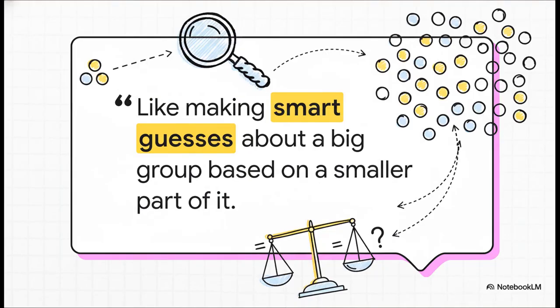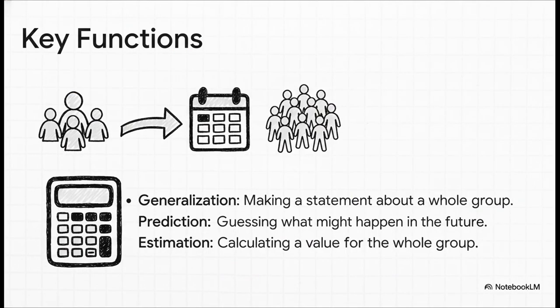I absolutely love this way of putting it. It's not about just throwing a guess out there and hoping for the best. It's about making smart guesses. You're actually using math to make a logical leap from a little bit of info to a big picture conclusion. You can pretty much break its job down into three main things. You can generalize, like saying most students in the whole school probably feel a certain way based on one class. You can predict, like guessing next year's class will also find a topic difficult. Or you can estimate, which is a really, really powerful tool.